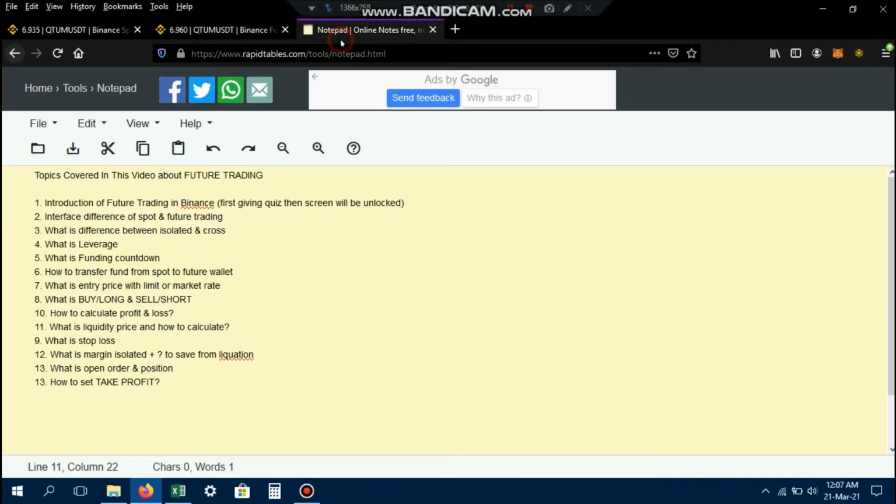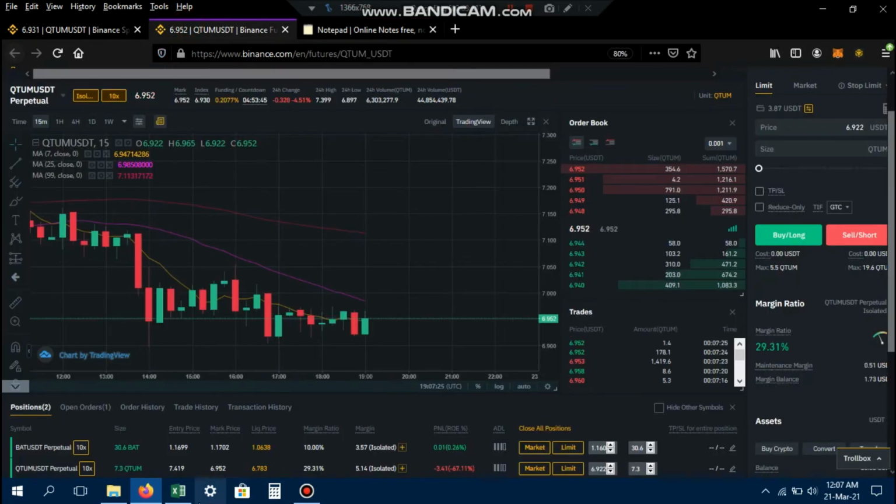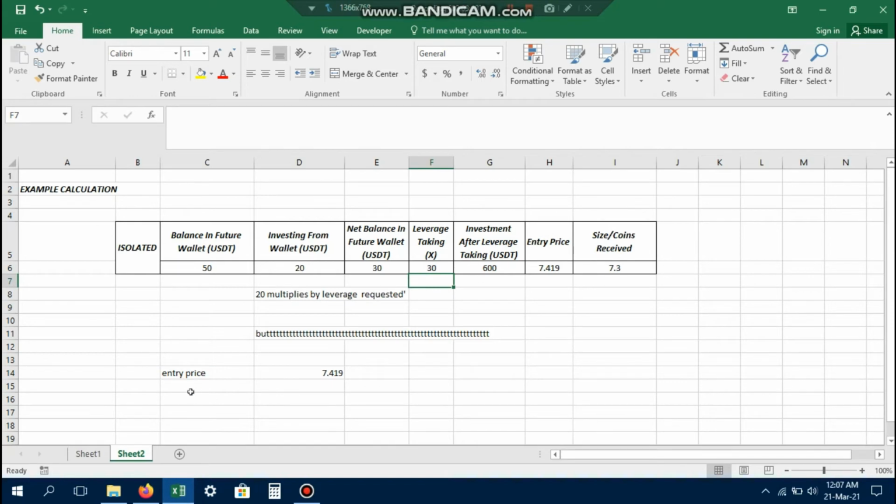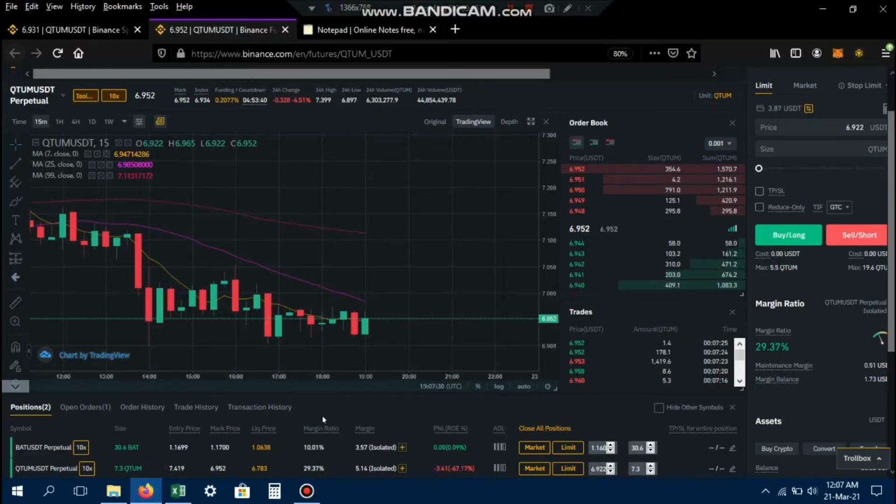Now the next thing is what is liquidity price and how to calculate it. Now what is liquidity? You see over here that I have two positions, two coins currently, BAT USDT and Quantum USDT. There is a value over here called liquidity price. You can also see how to calculate it.